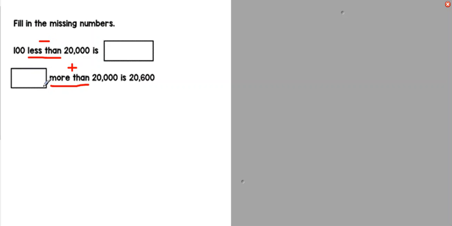So something more than 20,000 is 20,600 and 100 less than 20,000 is something. Make sure you don't get yourself confused with which way your subtraction and your addition should go, okay? So you're not doing 100 minus 20,000, are you? Pause the video now and have a go at this question.